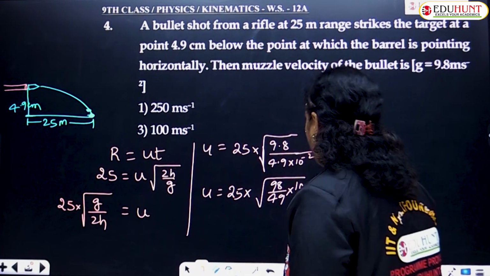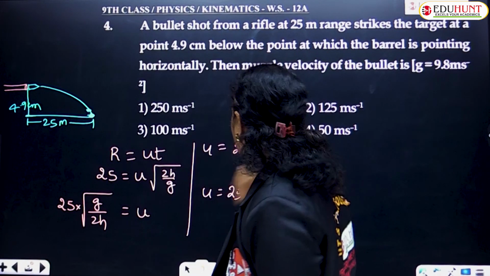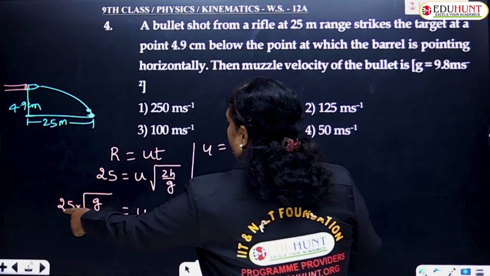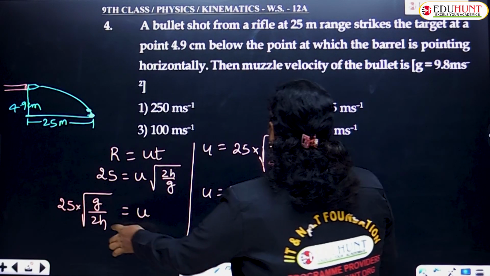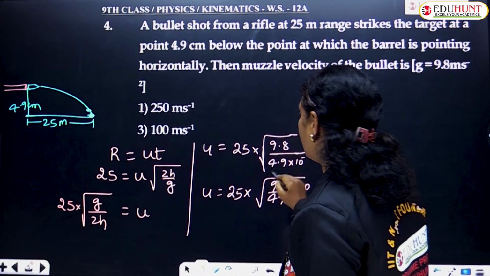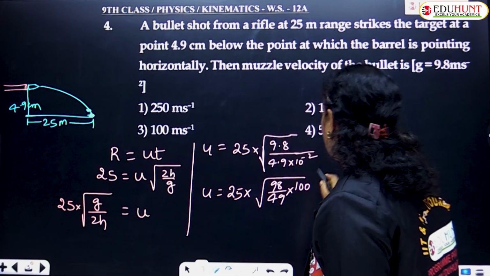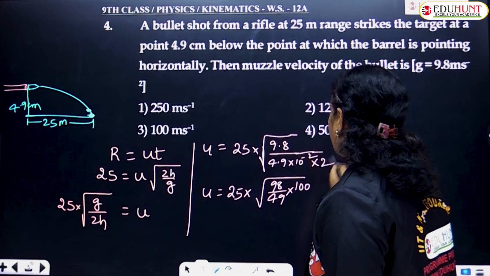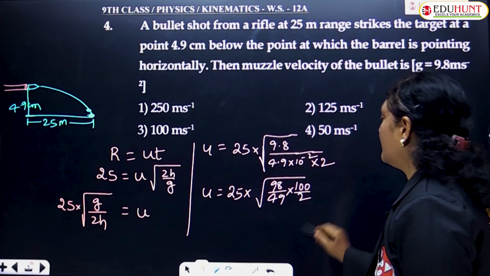Well, based on that, let us try to find out the muzzle velocity. Okay. So here 25, g is taken as 9.8, h is taken as 4.9 centimeters. So here the 2 is missing. Let me substitute the 2 here, children.